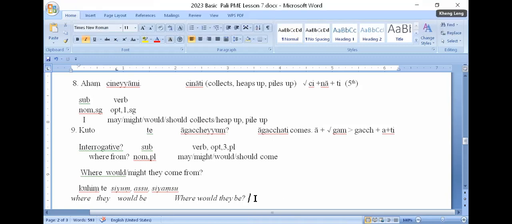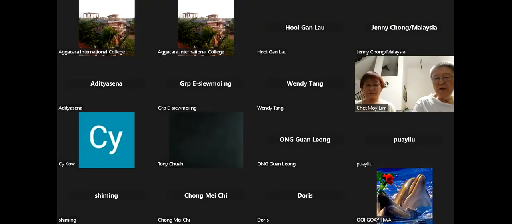Anyway, all these are possibilities. If we really need, we can check the Tipitaka to see if we can find such a pattern of words or not. All right? If no question, I want to go to the chanting. No problem.